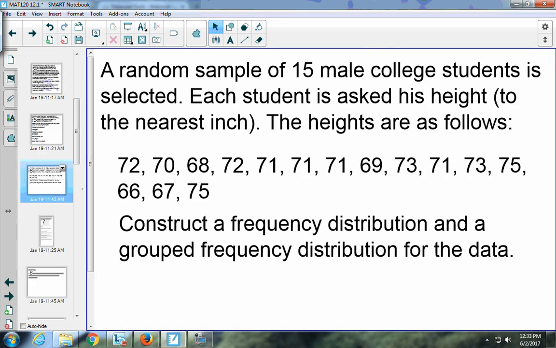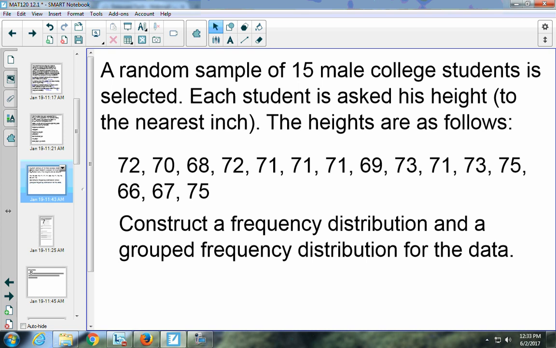A random sample of 15 male college students is selected. Each student is asked his height to the nearest inch, and the heights are as follows. We have a list of different numbers that seem reasonable for heights in inches. We are going to construct a frequency distribution and a grouped frequency distribution for the data.